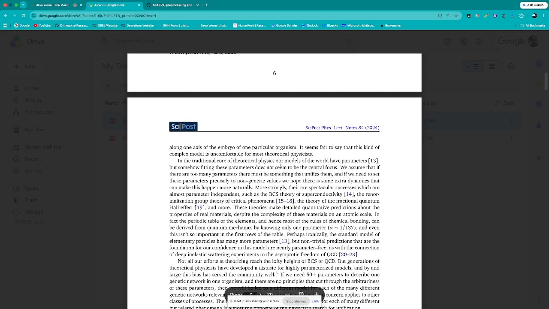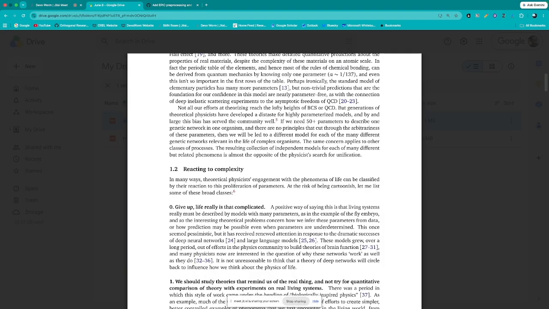Okay, in the traditional core of theoretical physics, our models of the world have parameters, but somehow fitting these parameters do not seem to be the central focus. We assume that if there are too many parameters, there must be something that unifies them, and if we need to set these parameters precisely to non-generic values, we hope there are some extra dynamics that can make this happen more naturally. So that's kind of the idea behind that.